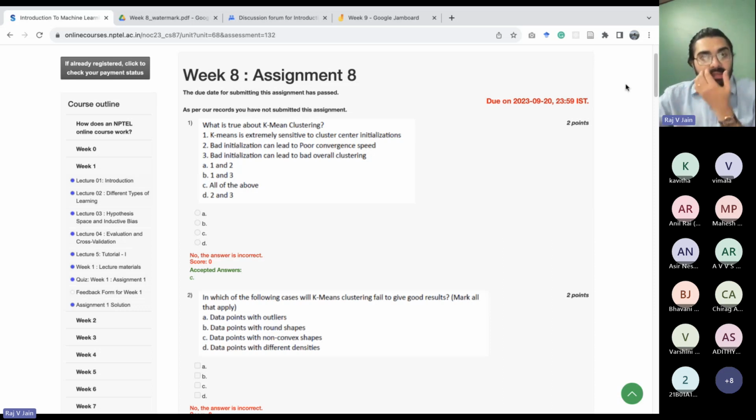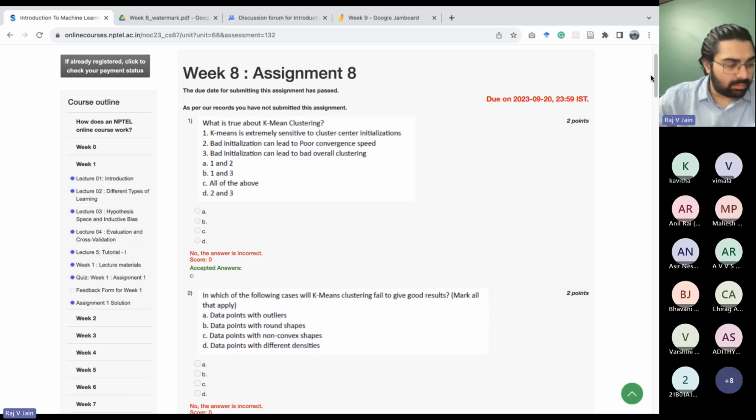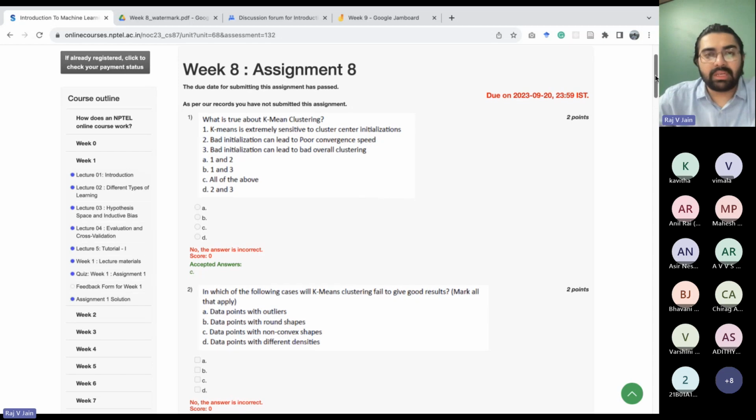All right, let's start with this first question. What is true about k-means clustering? I guess all of the above is the right answer. It's sensitive to the cluster center initializations. Bad initialization can lead to poor convergence speed and can also lead to bad overall clustering, right? Any doubts in this question? I guess this should be very clear from the lecture videos, right?